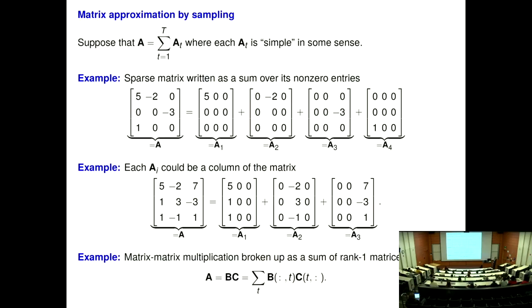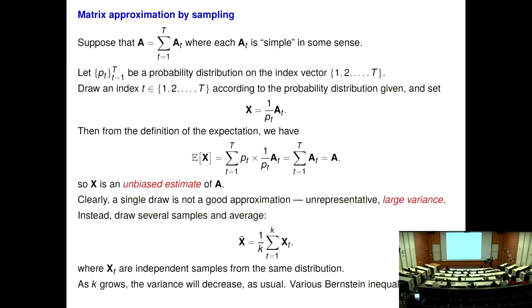You could do matrix-matrix multiplication. You can view the product as a sum of rank 1 matrices. So the idea is to write the matrix in terms of some simple components, things that you can form very, very cheaply. Now we want an estimate of the matrix. In order to do that, we put a probability distribution on your decomposition. In the simplest case, you can draw just one sample, and you boost its magnitude by 1 over the probability of drawing it. And then a very simple calculation shows that this is an unbiased estimator of the original matrix.